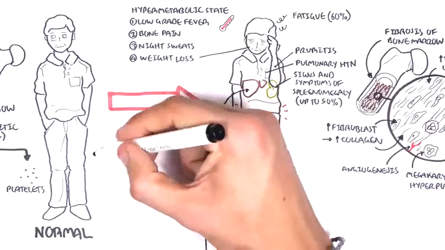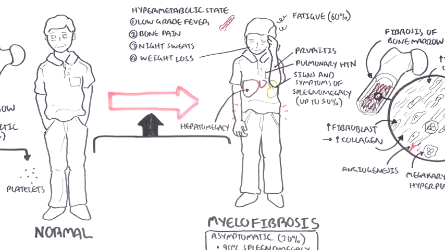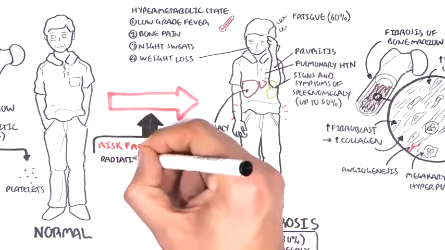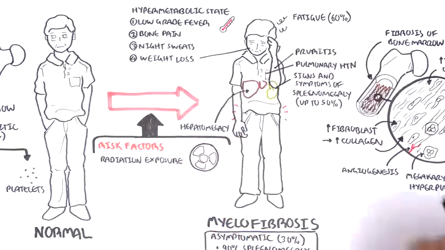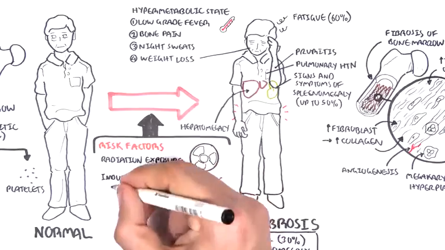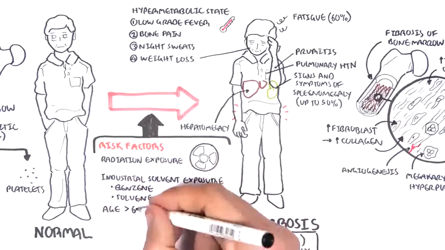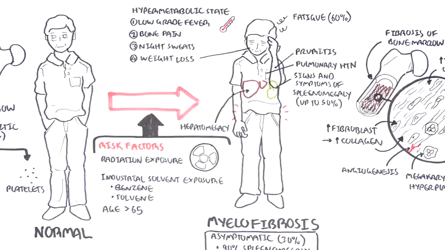The risk factors for primary myelofibrosis are radiation exposure, industrial solvent exposure, including benzene and toluene. Also, age greater than 65 is a risk factor.